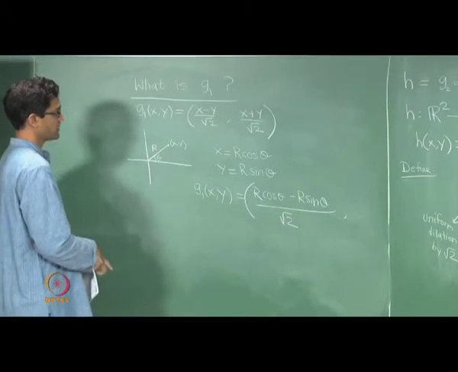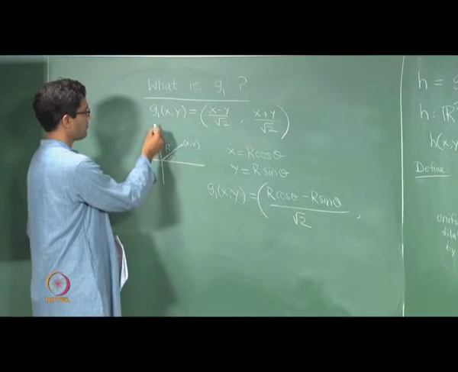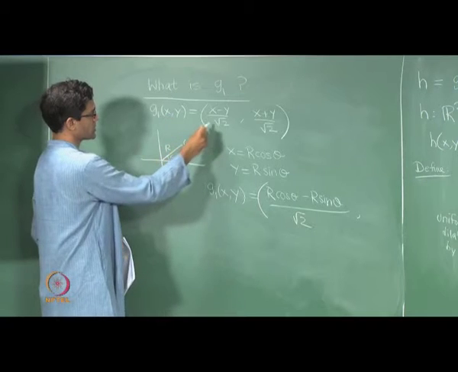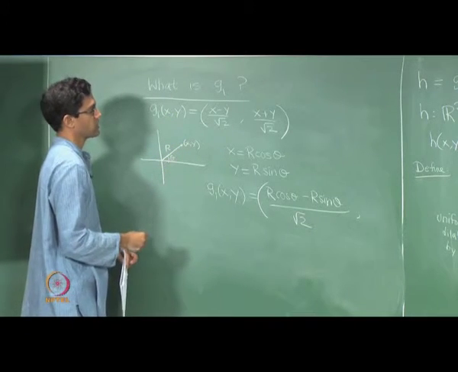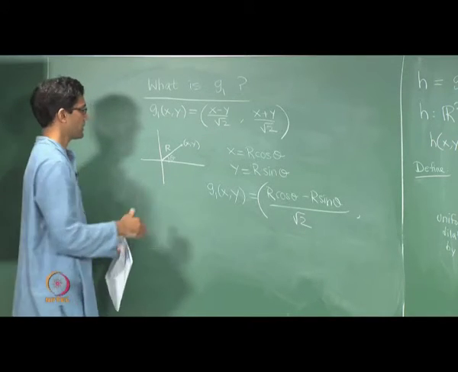Okay, so the only question that remains here is to understand what G1 is. Now, let us start out with the formula. G1 of x comma y is just (x minus y) by square root 2 comma (x plus y) divided by square root 2. But to understand it more geometrically, let us do the following.